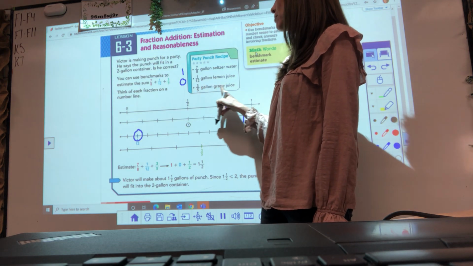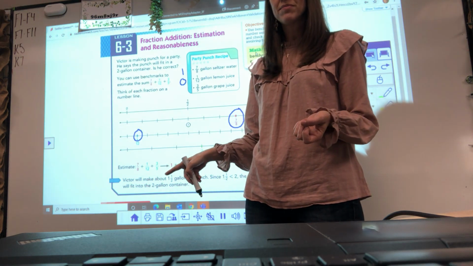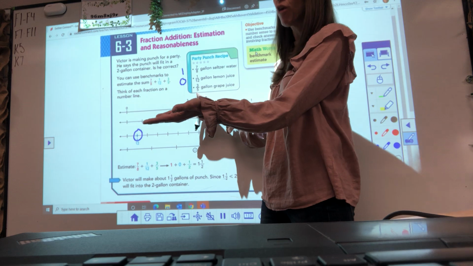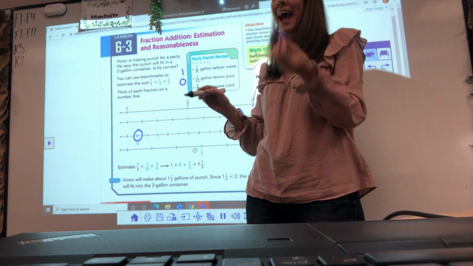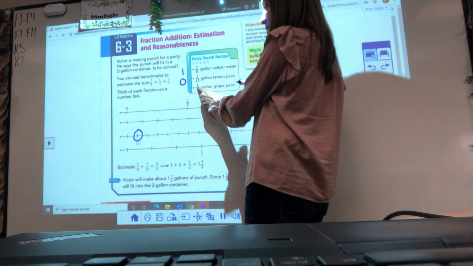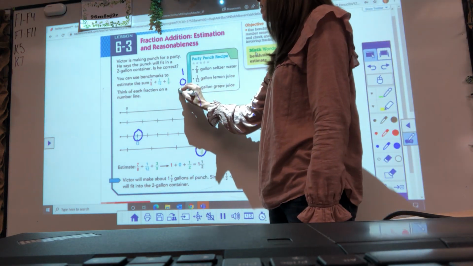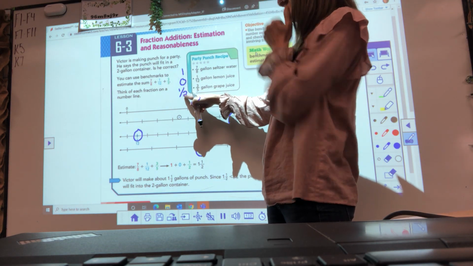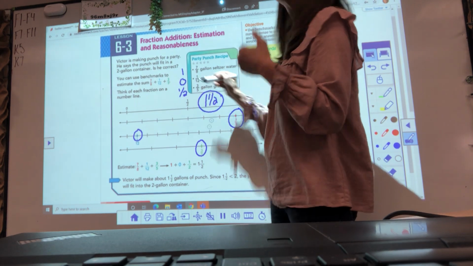3/5 of a gallon of grape juice. Is 3/5 closest to 0, half, or whole? 0/5 would be 0, 5/5 would be a whole, and half of 5 would be like 2.5, right? 2 or 3 is right in the middle. So 3/5 is closest to a half of a gallon of grape juice. So if we add up 1 and 0 and a half, we get 1.5. So should it fit? Yes.